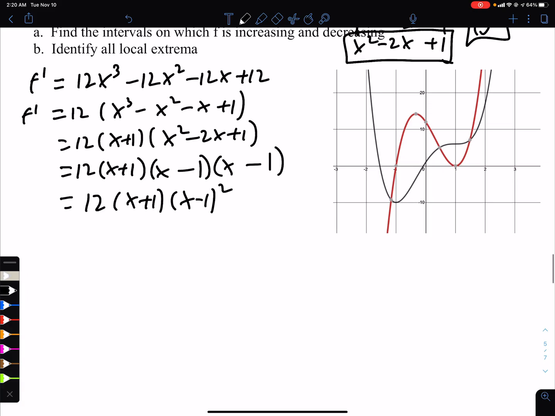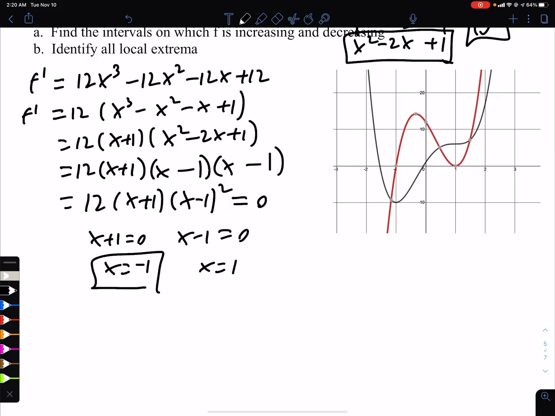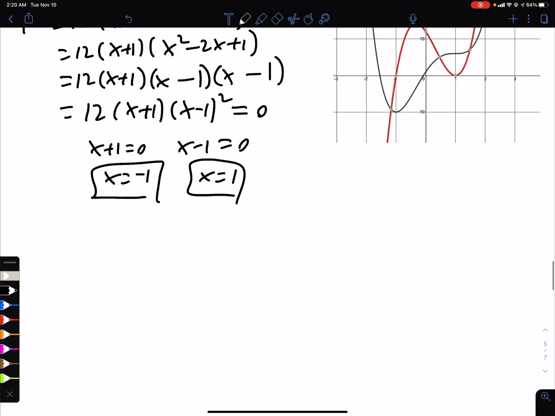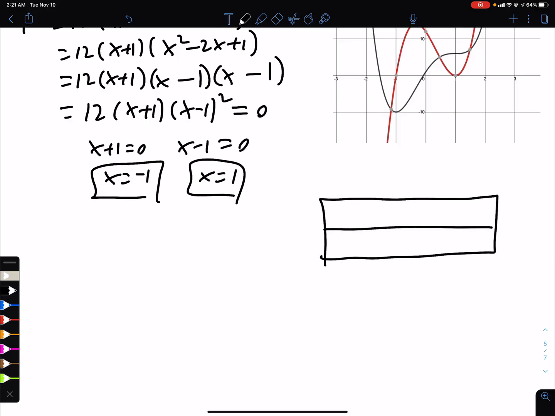Now, critical points is when this equals 0. So it's when x plus 1 equals 0 or x minus 1 equals 0. So I have critical points of -1 and 1. So those are the points where magic can happen. So I'm going to do my number line. And I have two critical points, -1 and 1, and -infinity to infinity.